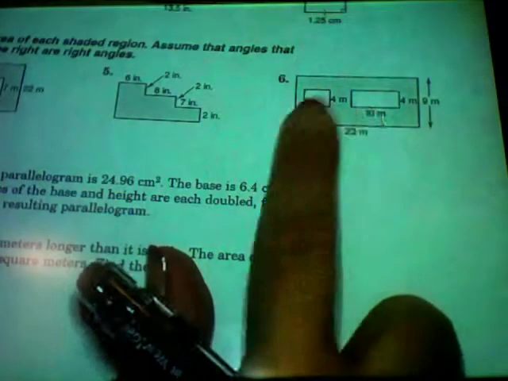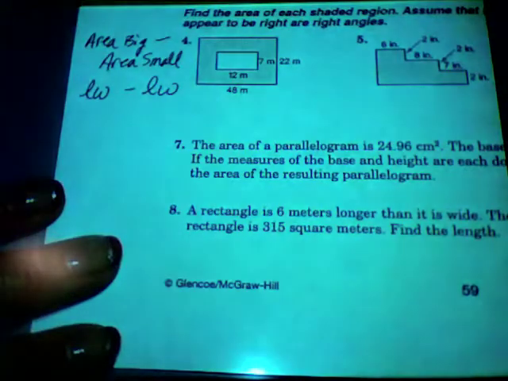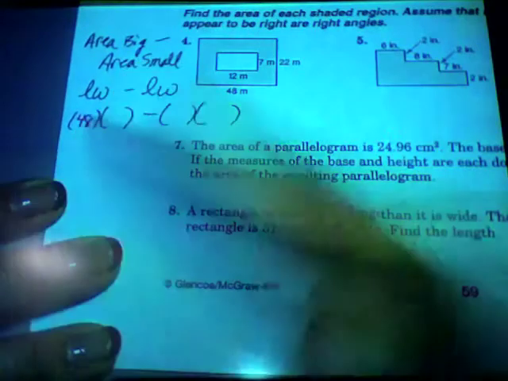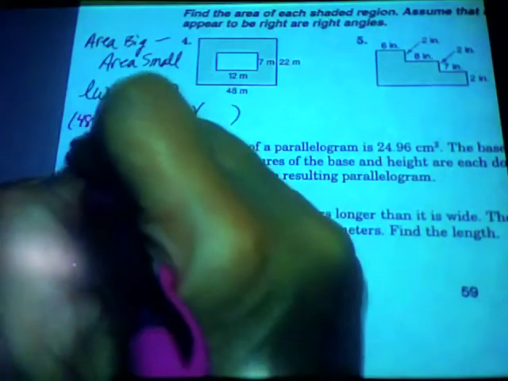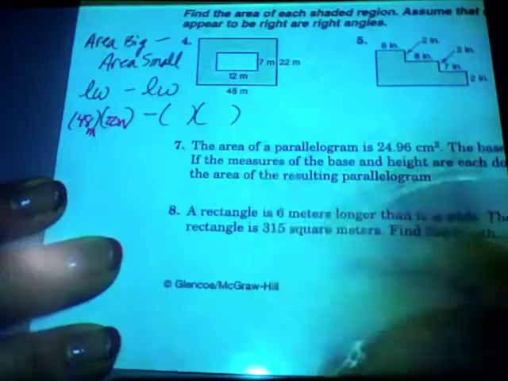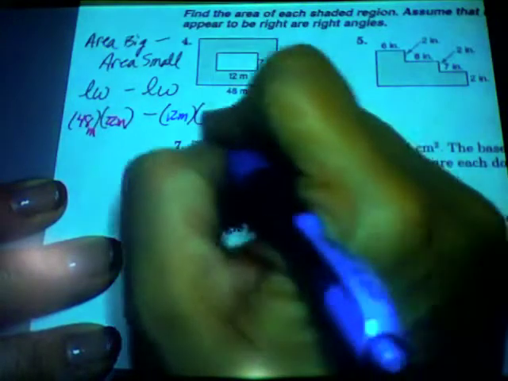And as you can see on number 6, wouldn't you subtract 2 things here? So that one's a little bit more complicated. So the outside is a rectangle and the inside's a rectangle. So I've got length times width minus length times width, because those are your area formulas for each of those. And then I'm just going to plug in. So my big, I've got 48 meters and 22 meters. And then for my small, I have 12 meters and 7 meters.